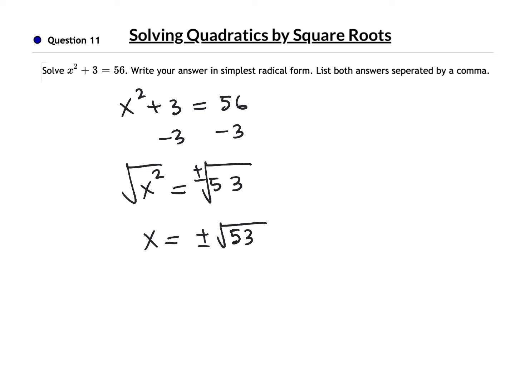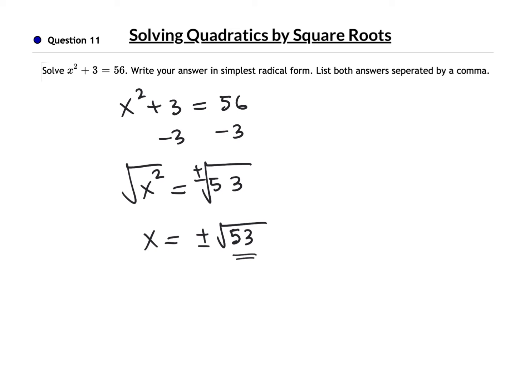53 is not divisible by 4 or 9. I'm just looking for a number that divides into 53 evenly. It's not divisible by 2 or 3, because if you sum the digits, you get 8, and 3 doesn't divide into 8. That works for 3 and 9, remember. Not 4, because it would have to be divisible by 2. It doesn't divide by 4.